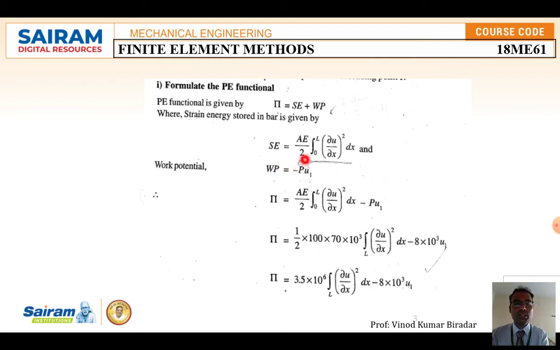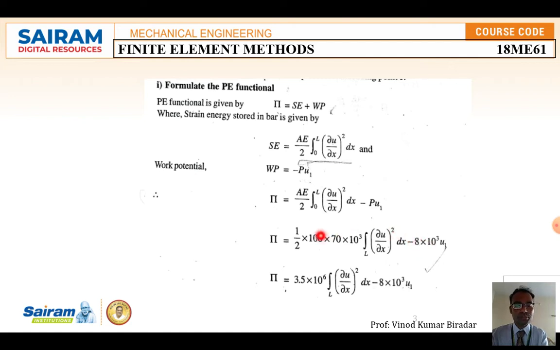So substitute these two equations in the potential energy function equation, you are going to get pi is equal to AE by 2 integration of 0 to L dou u by dou x whole square dx minus load into deflection. Substitute the A value and E value, they are given. So pi is equal to half of 100 into 70 into 10 to the power of 3, integration of 0 to L dou u by dou x whole square dx minus load, which is also given, 8 into 10 to the power of 3 u1.